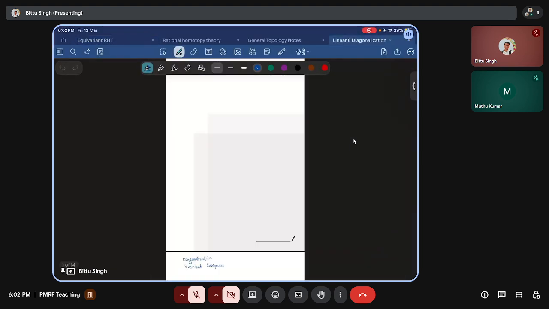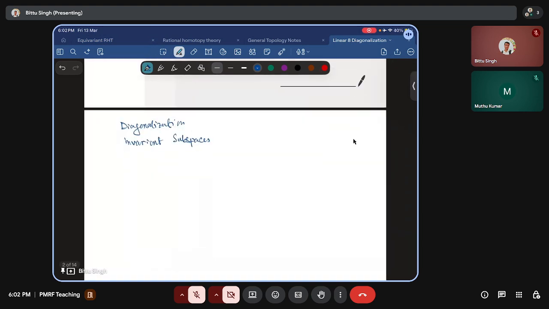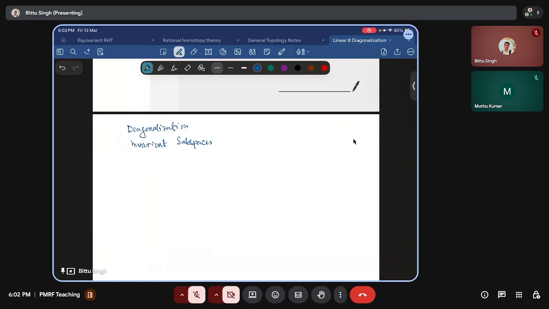Okay, so we'll discuss tutorial 8. Today we'll discuss diagonalization and invariant subspaces. So what is diagonalization?